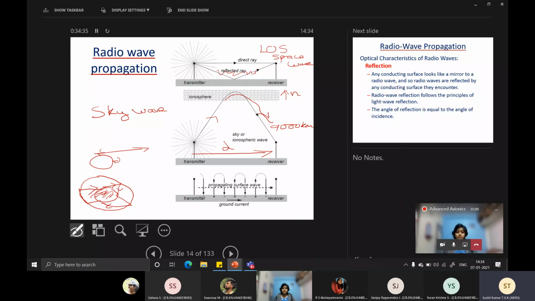That's why at times even Voice of America transmitted from Boston, you can receive it in Chennai. That is because of this multi-hop propagation. It's not multipath, multi-hop. And the last method is something called ground wave.